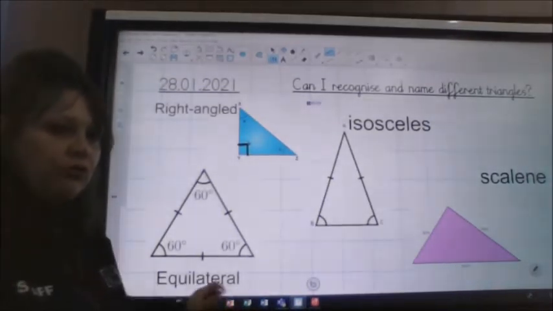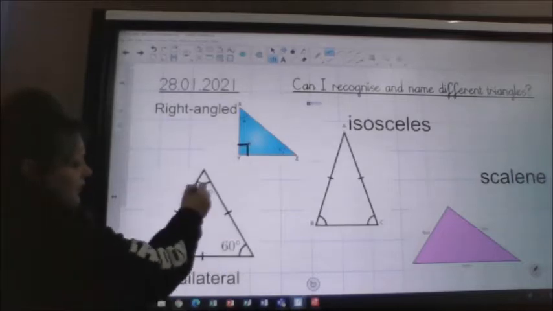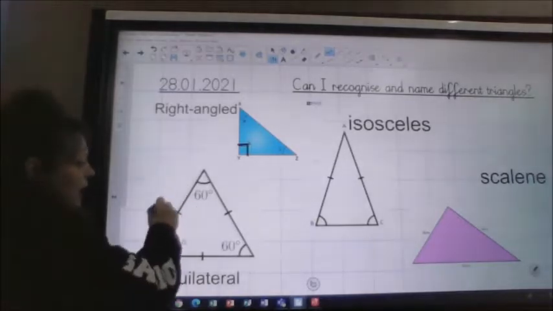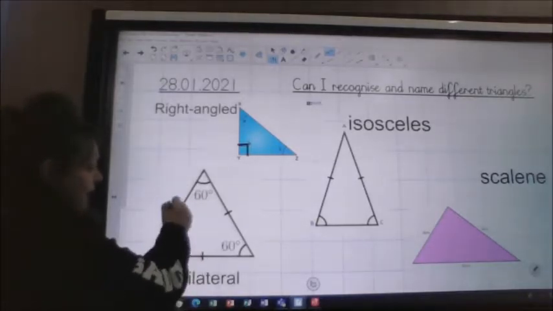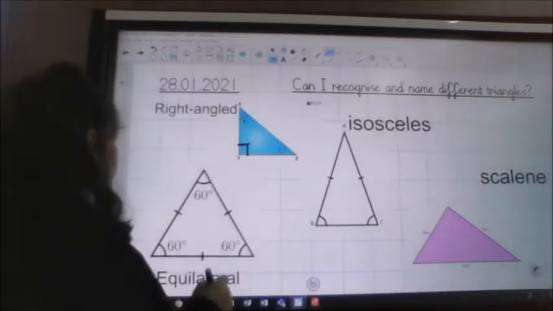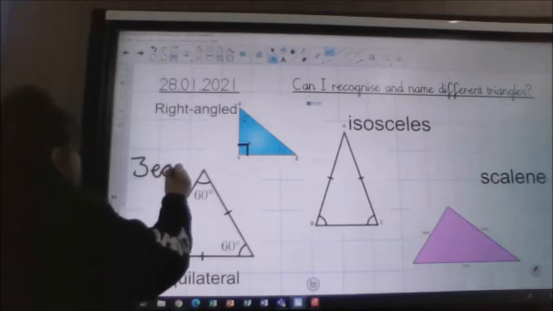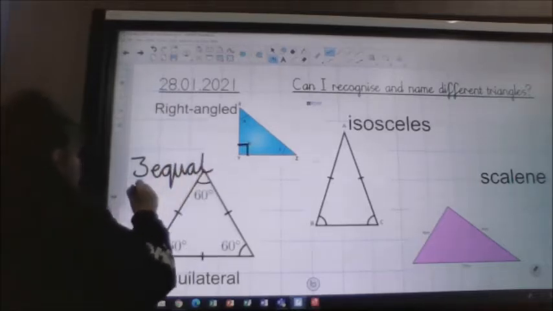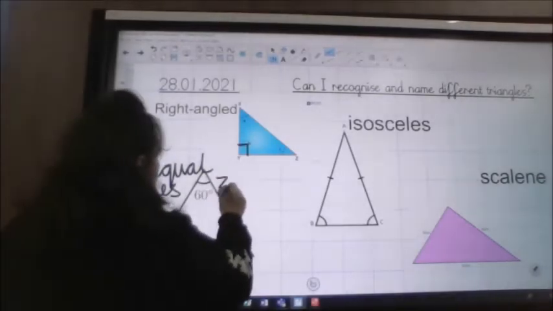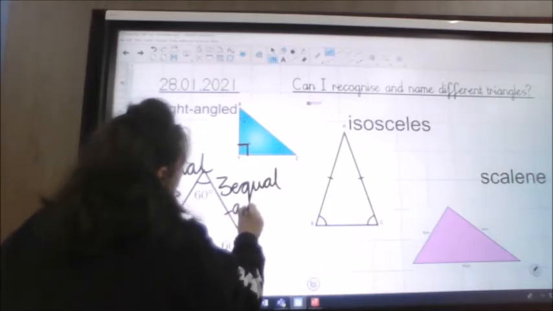Then you've got an equilateral triangle, and you can see here it's got 60, 60, 60, so the angles are the same, and you've got 3 little black dashes here, one there, one there, one there, which tells us that the sides are the same. So equilateral triangle, 3 equal sides, 3 equal angles.